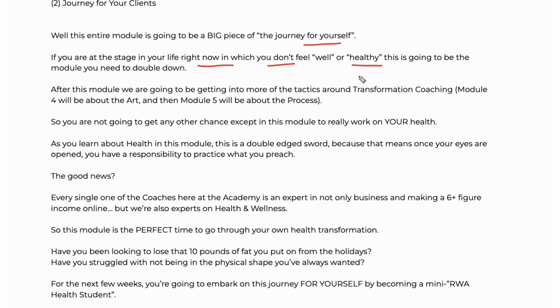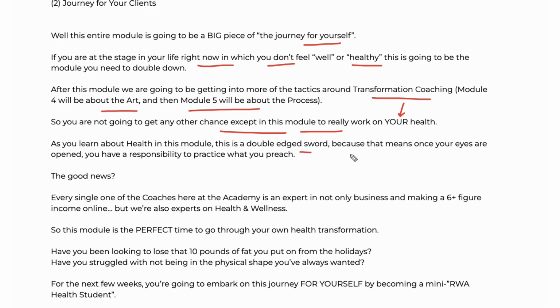Because after this module, we're going to really be going more into the tactics around transformation coaching, right? Specifically, module 4 is going to be about the art of transformation coaching, how to be able to deliver, right, in the way that you say it. And then module 5 is going to be about the process of delivering that transformation coaching, right? So you're really not going to get any other chance except inside of this module to really work on your health, okay?